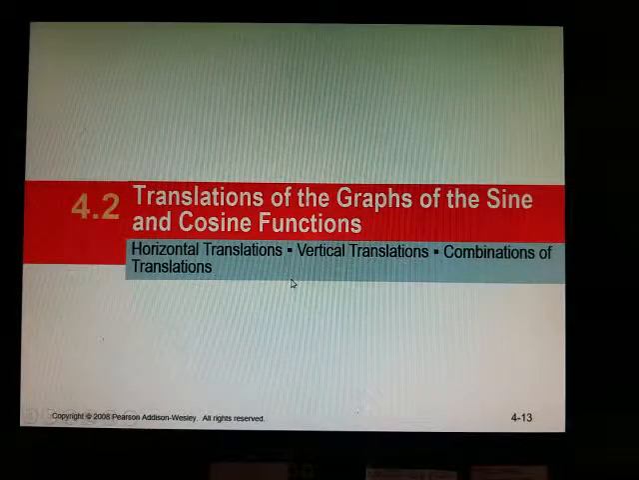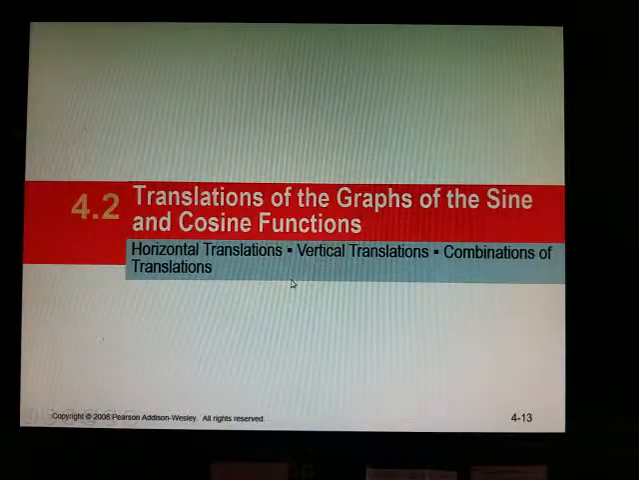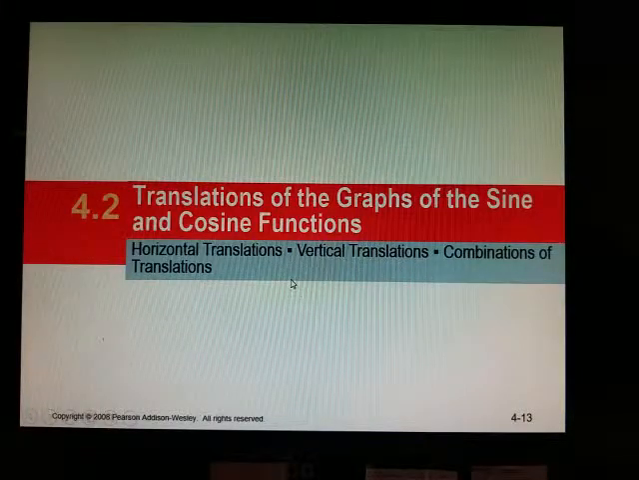All right, lesson 4.2 of Trig. We are going to graph our sine and cosine graphs. We're going to take it to the next level. We're now going to do horizontal and vertical shifts of these graphs today.